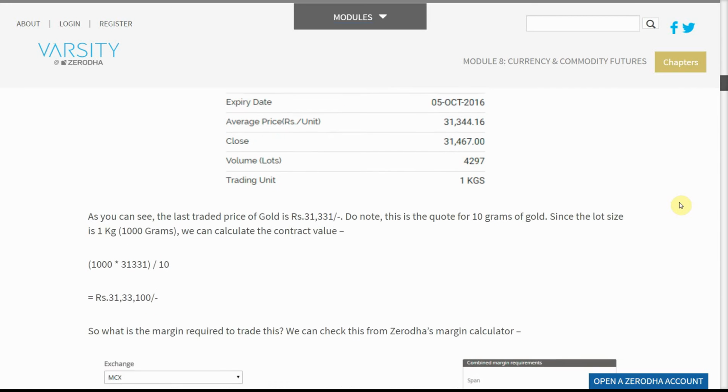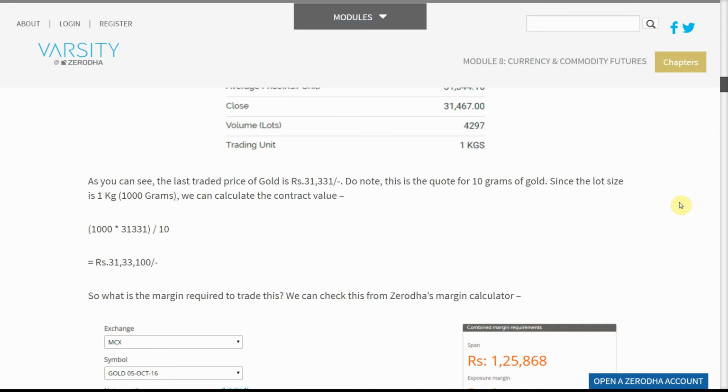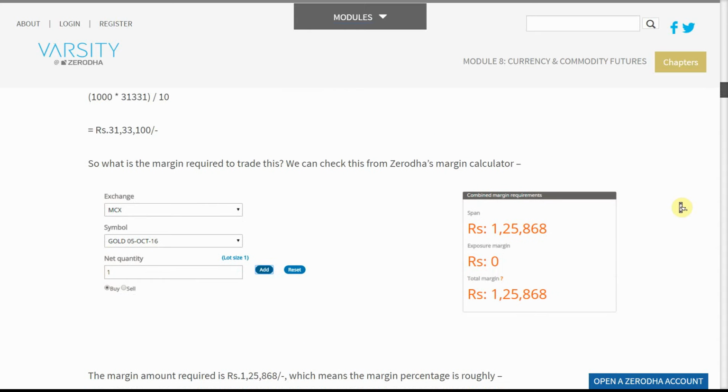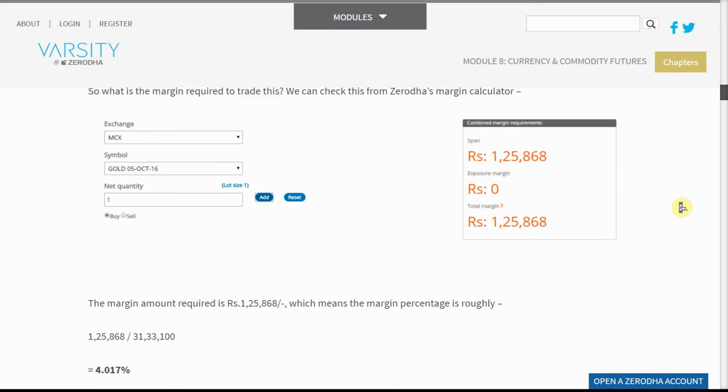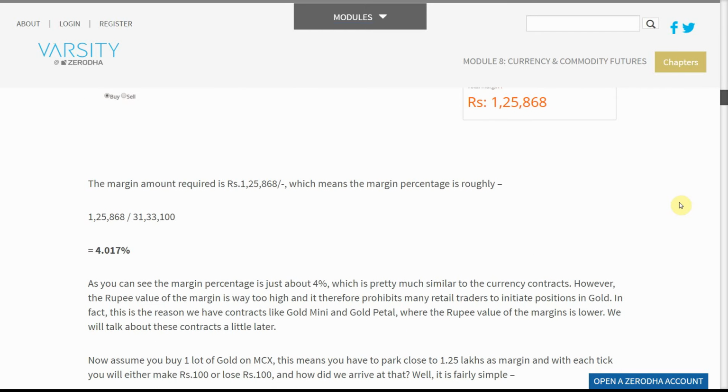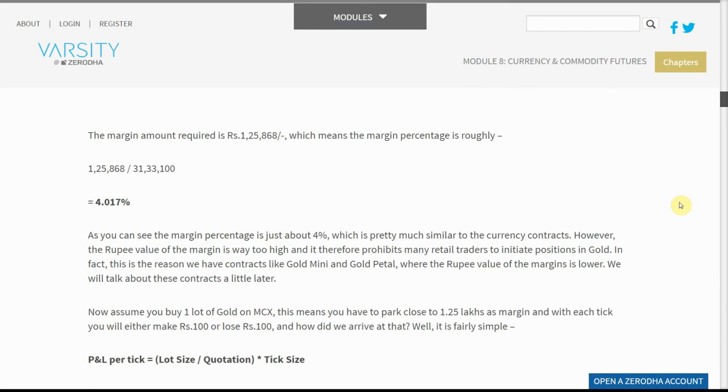Since the lot size is 1 kilogram, 1,000 grams, we can calculate the contract value. 1,000 / 10 * 31,331 equals 31,33,100 rupees. So what is the margin required to trade this? We can check this from Zerodha's margin calculator. The margin amount required is 1,25,868 rupees, which means the margin percentage is roughly 1,25,868 / 31,33,100 equals 4.017%.